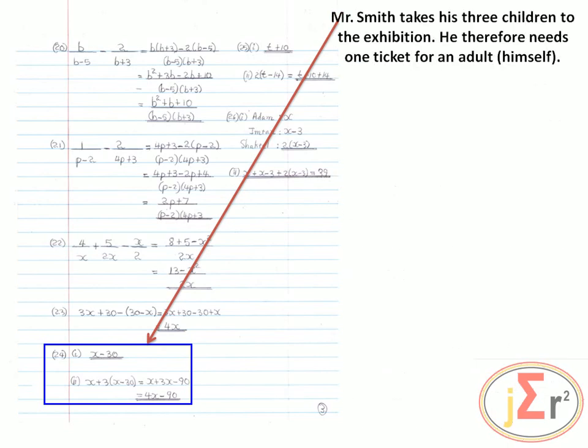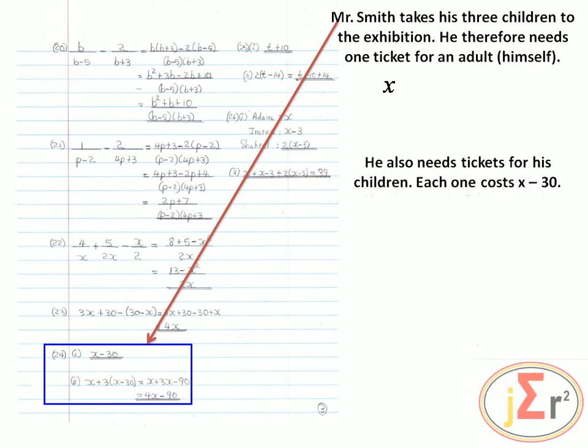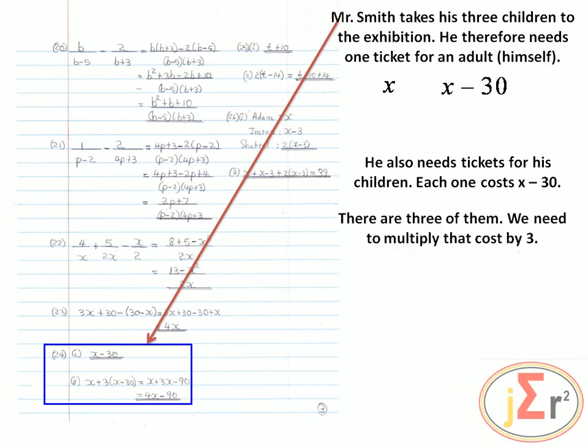Mr. Smith takes his 3 children to the exhibition. He therefore needs 1 ticket for an adult, and the adult is himself. So he needs 1 ticket for himself because he is taking 3 children. He also needs tickets for his children. Each one costs X minus 30. There are 3 of them.